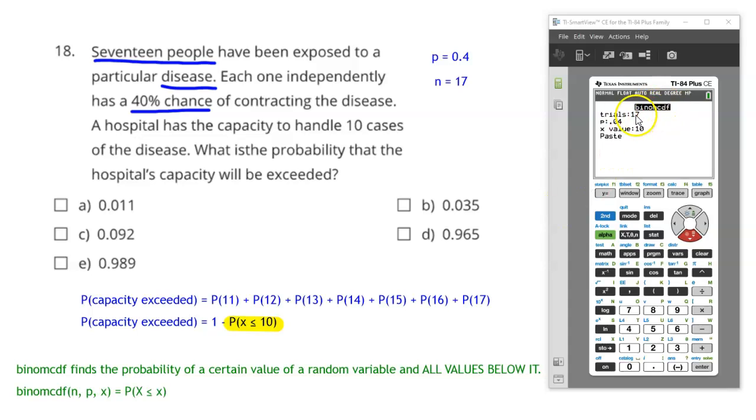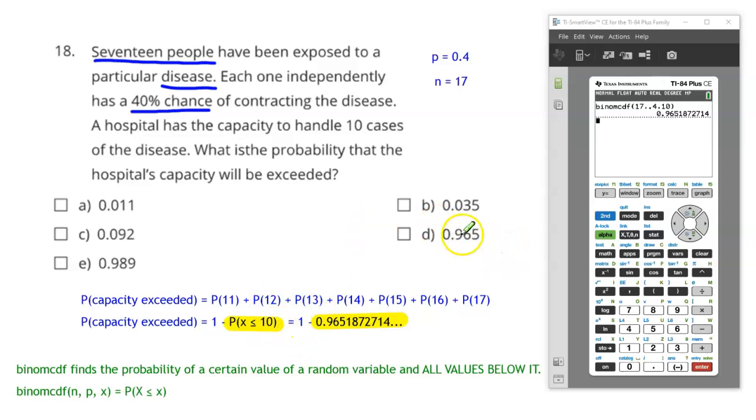So binomial CDF asks me for the number of trials, which is 17. That's easy. The probability of success is 0.4, which I guess I should change from 0.04, huh? 0.4. And the x value is 10. In other words, I'm looking for the probability of 10 and all the values below it. Pasting that in, I got 0.96518, etc., and so forth. So I can replace the probability of x is less than or equal to 10 with what I just found in my calculator. Now let's just do the subtraction.